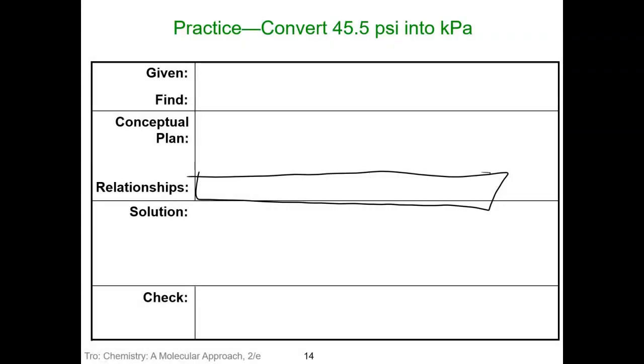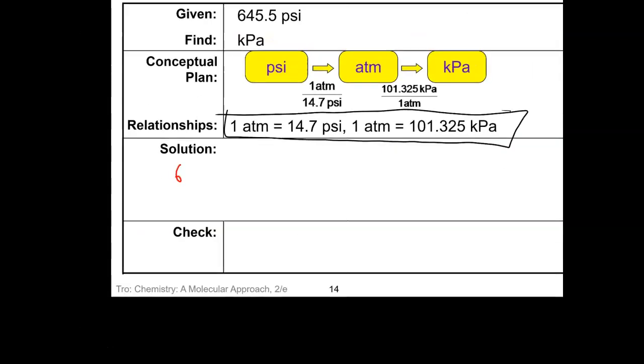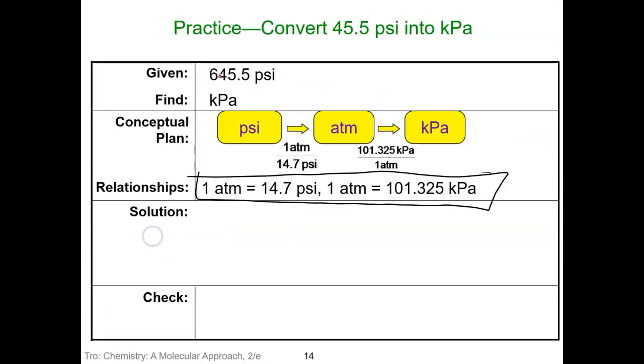Okay, so if we want to convert from psi into kilopascals, we need to get those conversions, which here they are for you. Again, I would give you all these conversions. And then we just start with our 45.5 psi. 14.7 psi goes on the bottom.